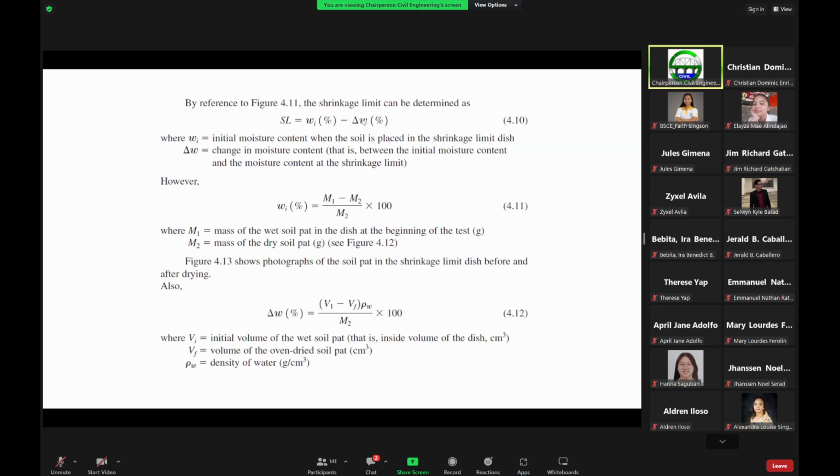And then this change in the moisture content before and after drying is now given by the difference of the initial volume minus the final volume, multiplied by the density of water, over M sub 2, which is now the mass of the dry soil after completely drying. So we can now substitute this formula here and this formula here also. Then we can get the shrinkage limit value.